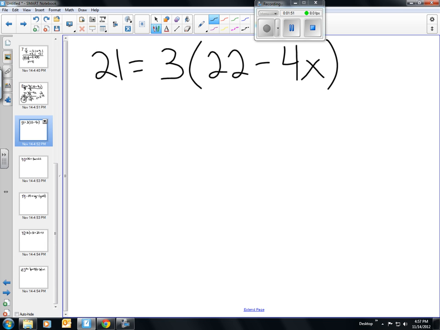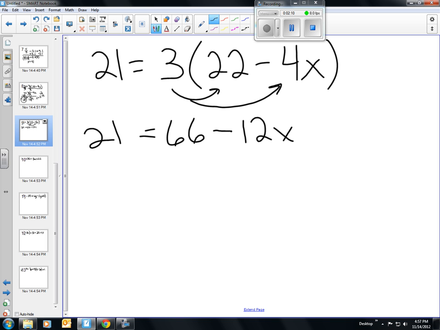Now let's look at that same problem in a different way, because some of you would want to use the distributive property first, and that's okay. If we use the distributive property here, we're going to take 3 times 22, which is 66, minus 3 times -4x, which is going to be -12x, and that's going to equal 21.